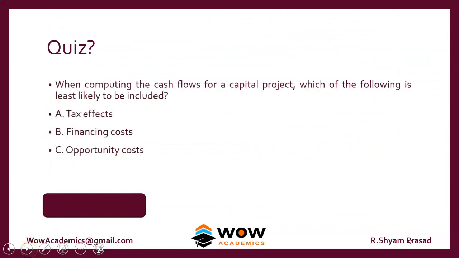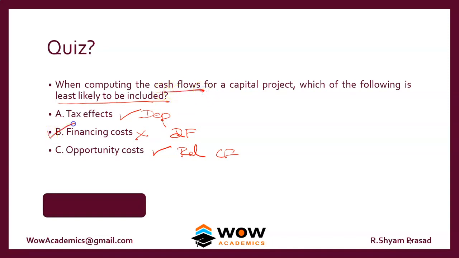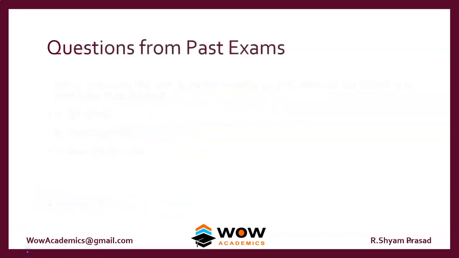So we'll have a quiz. When computing the cash flows for a capital project, which of the following is least likely to be included? Which of the following is not to be included? Tax effect we include because we have the depreciation. Financing cost is not included because the discount factor is the financing cost. Opportunity cost we have to include because it's a part of the relevant cash flow, so usually we take this into account. So what is not taken into the cash flow of a project is the financing cost. So B is the answer.